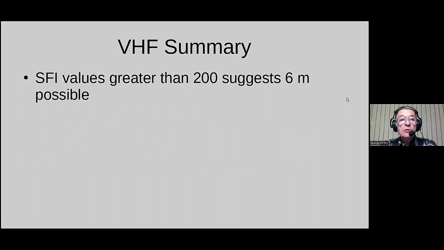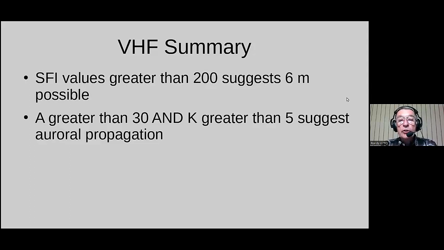And then a little VHF summary thrown in here for good measure. Solar flux values greater than 200 suggest 6 meter is possible, not just aurora, but 6 meter propagation from the F layer. And an A greater than 30 and a K greater than 5 suggest auroral propagation. So that's the 10,000 foot view of what those 3 solar values are, the solar flux index, the A, and the K. But again, those are guidelines, and the best thing is turn the radio on and see what you can find.